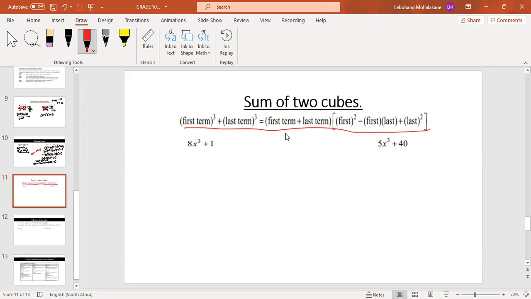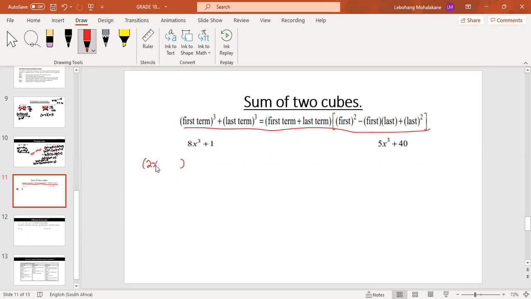So basically for the first one, you're going to have the first term plus the last term in the first bracket. In total, you have two brackets. First bracket, first term plus last term, right? The first term, it's not 8, as you can see. This represents first term cubed, then last term cubed. So it's 1 cubed. And then here, the cube root of 8 is 2.